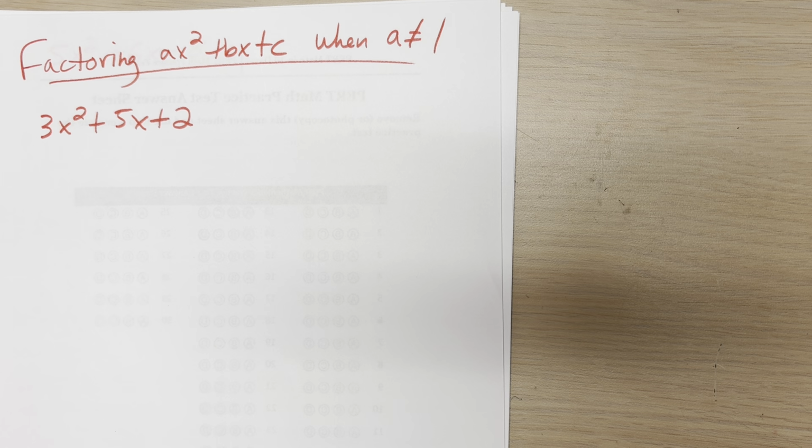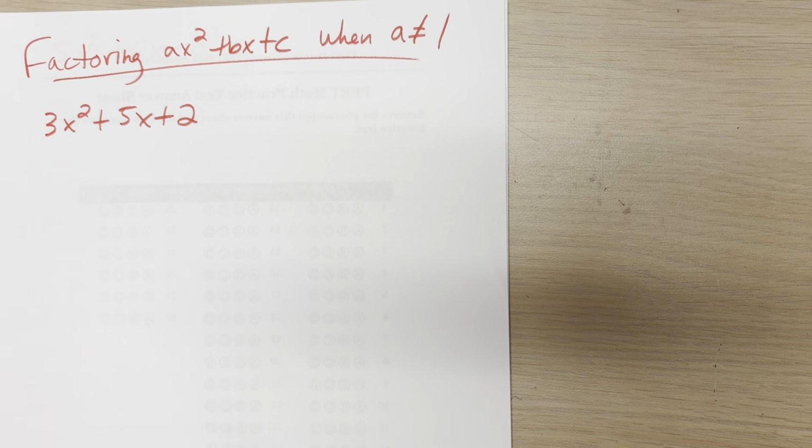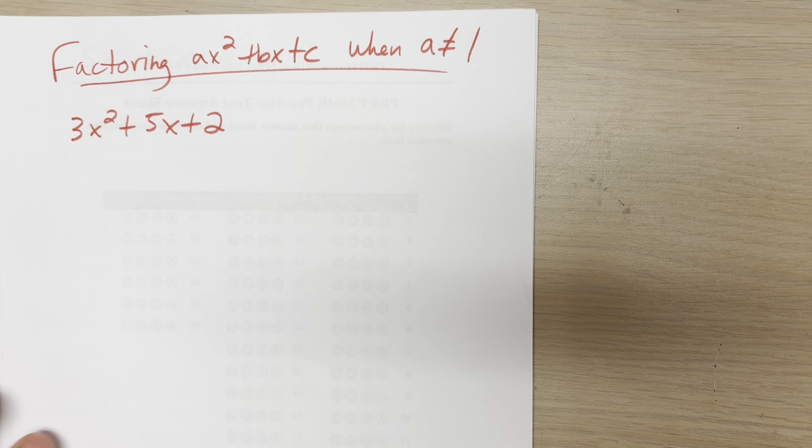This video is designed for Algebra 1 students who are factoring quadratic expressions, ax squared plus bx plus c, when a is not equal to 1. I'm going to show you something called the Gulf method, and there's going to be 4 examples in this video. So let's get to it.